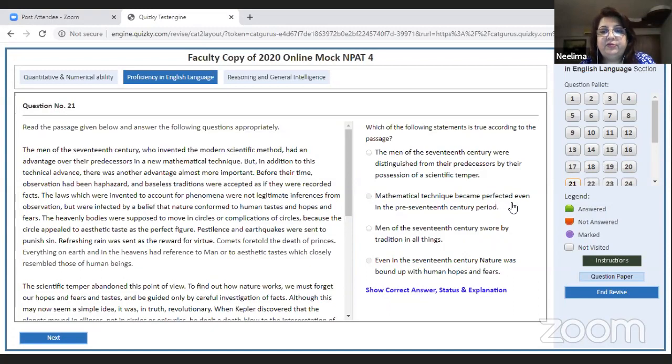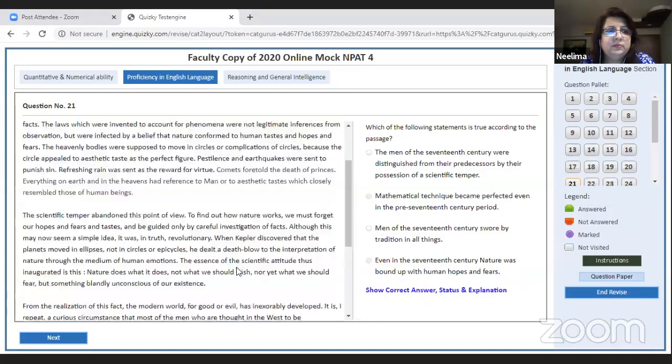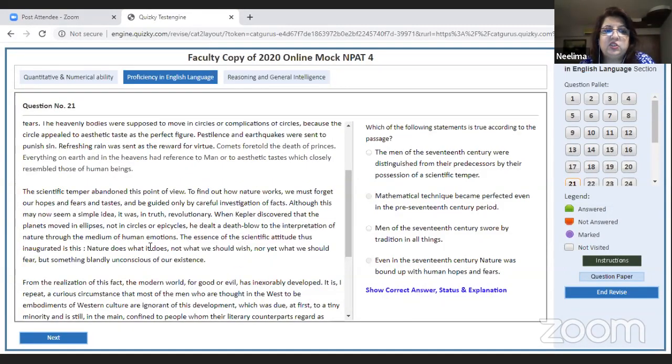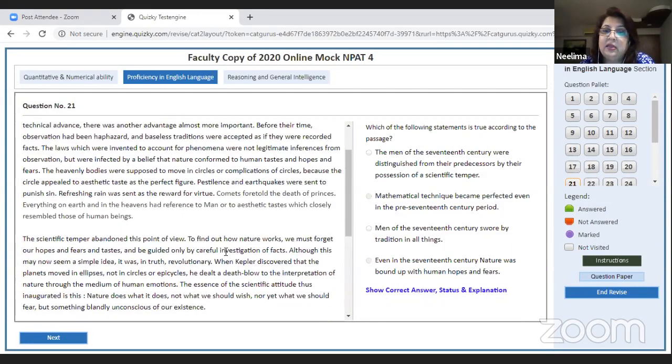Mathematical technique became perfected even in the pre-17th century period. No validation. Men of the 17th century swore by tradition, rather predecessors, not 17th century. Even in the 17th century, nature was bound up with human hopes and fears. No, here if you look at the second paragraph, nature does what it does. That means human was not affecting nature. Nature was independent. So your answer becomes option 1. Like that, children, you need to solve the different RCs and the questions.